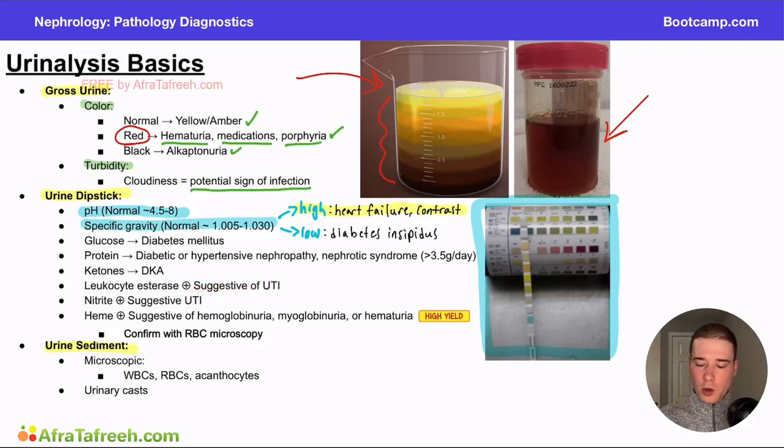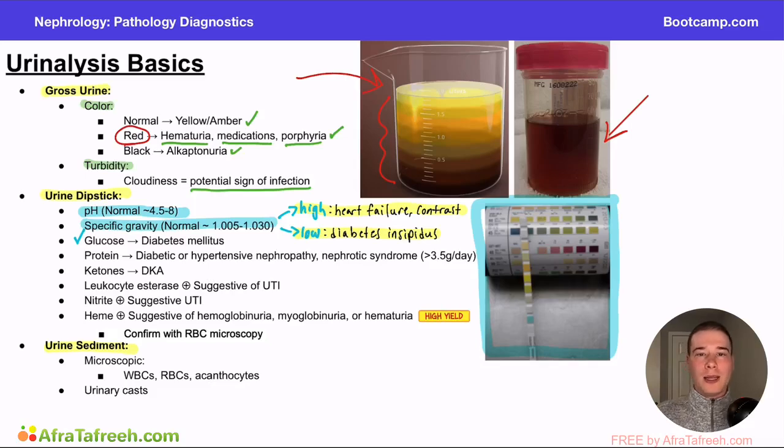On the other hand, a low specific gravity might be seen in things like diabetes insipidus, because this creates a very dilute urine and a low urinary density overall. The urine dipstick is also very helpful for determining what kind of molecules are seen in the urine. Remember, certain things we expect to see in the urine, certain things we do not expect to see in the urine. So things that we typically would not expect to see in the urine include molecules like glucose, and thus if we had glucose in the urine, this might be indicative of a pathology such as diabetes.